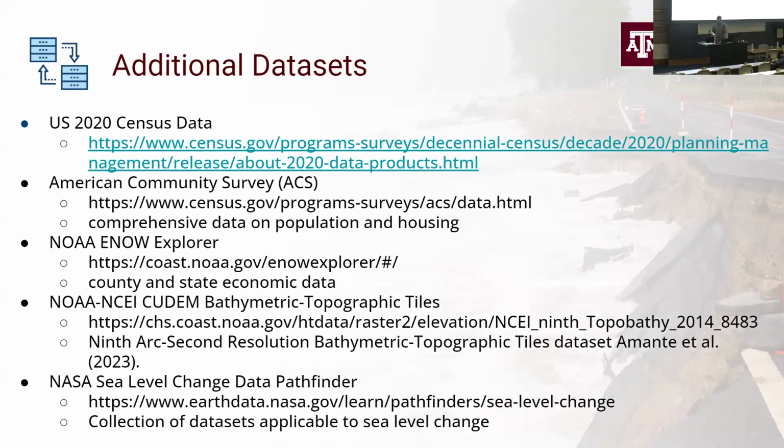So along with these two main data sets, we have here some additional data sets. The first one is the census data. Obviously, you can figure out the population density and associated areas like age group. You could also look at which city people are moving to. Even if the population density is not high right now, the recent trends show that a lot of people are moving to that particular area. So all this information is available online. And the American Community Survey basically shows comprehensive data on population and housing.